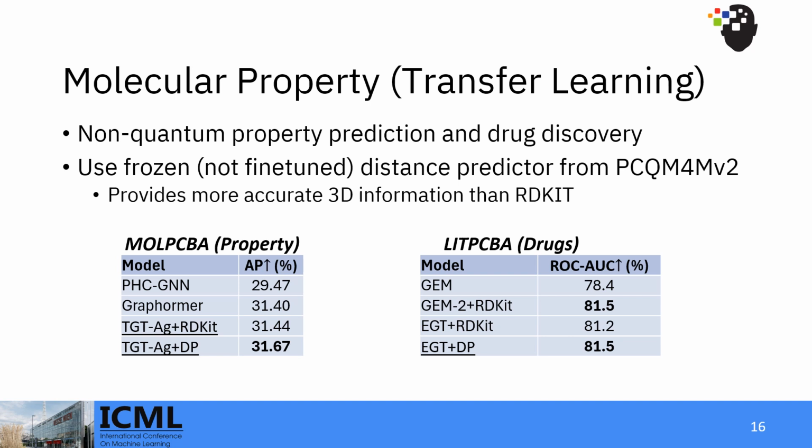For LIT-PCBA, we're using ROC-AUC as our metric. Here, our EGT model with the distance predictor, EGT plus DP, matches the performance of the current best model, GEM-TUPS RDKit. These results demonstrate that the 3D information from our distance predictor, which was trained on DFT calculated coordinates, appears to be more useful than the information provided by RDKit coordinates.